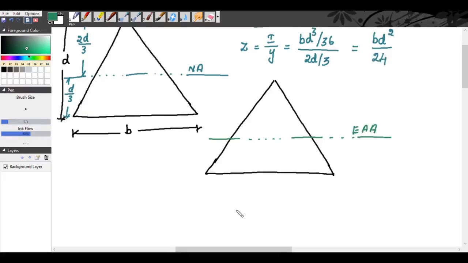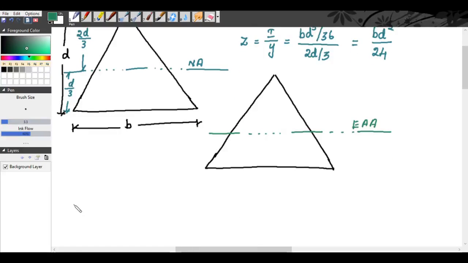Okay, so that means we know ZP is equal to A by 2 into Y1 plus Y2. So we know the area of this triangle is equal to half BH. Our aim is to find what Y1 and Y2 are. So Y1 and Y2 are different. For calculating Y1, we consider the triangle.